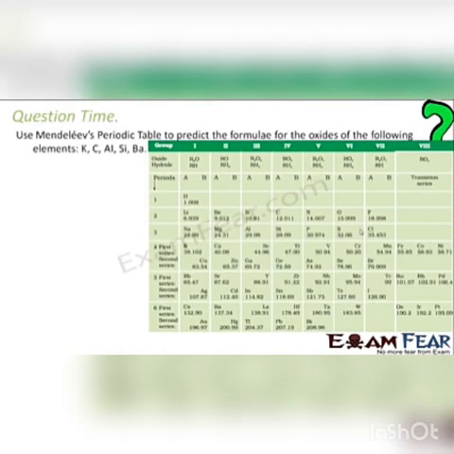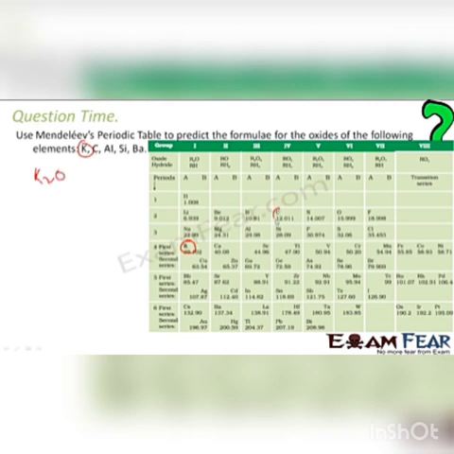Using a Mendeleev periodic table, predict the formula of oxides for all these. Right, let's do that. The first one is K, potassium. Let's see where K is. K is here, right? It's in group 1. For group 1 it is R2O form. So K will be in this form, K2O. Very simple.